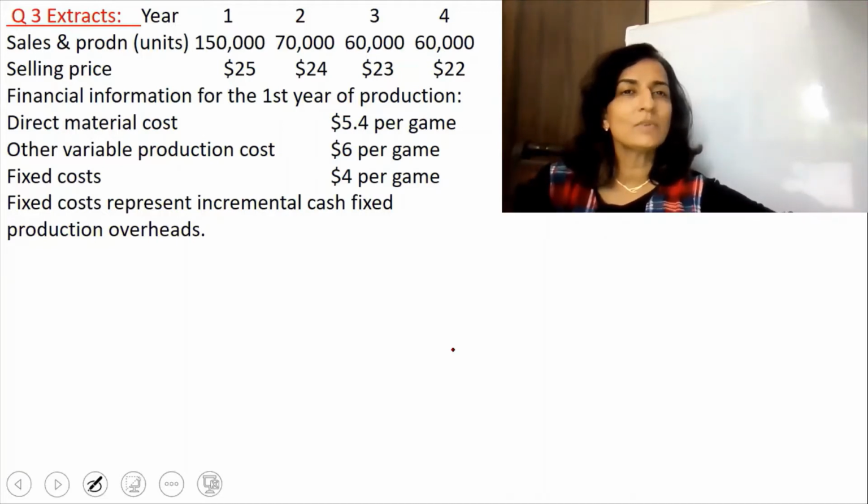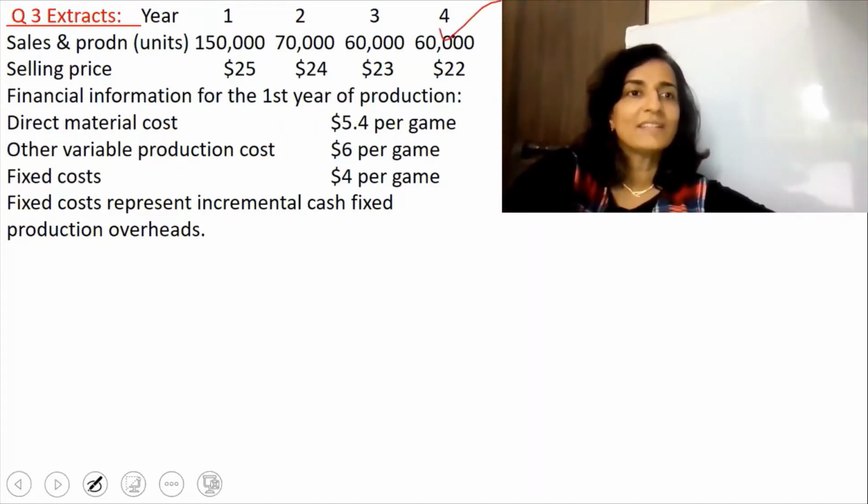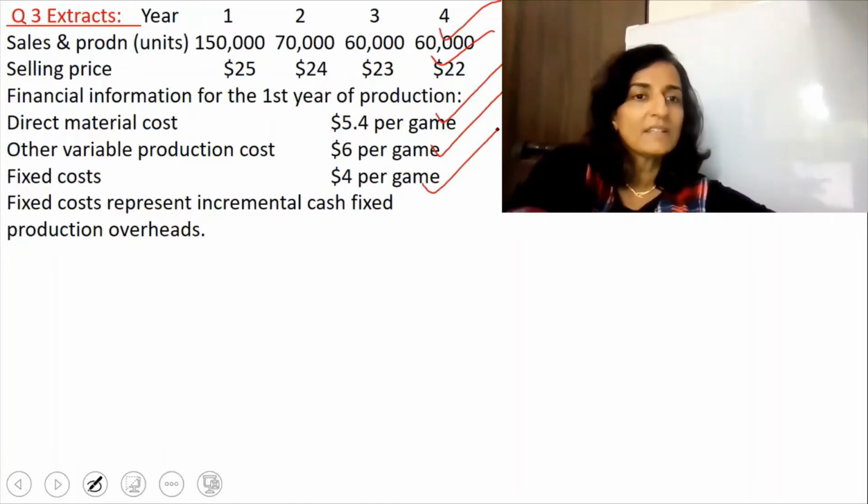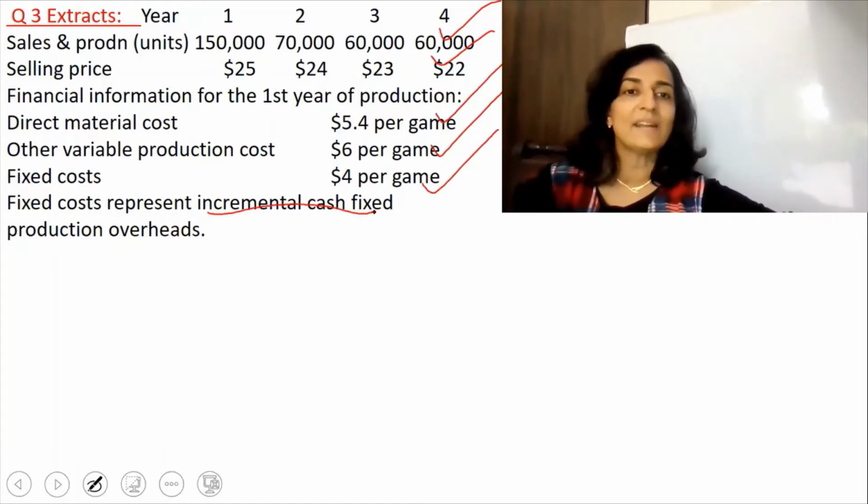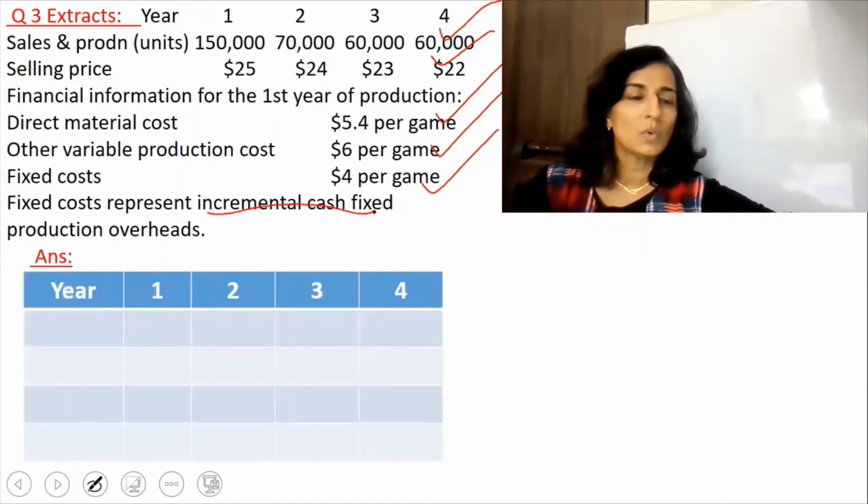So sales and production is given, the selling price is given, direct material cost per game is given, other variable production cost is given, fixed cost is given, and fixed cost represents the incremental fixed cost, which means that it has to be taken. So we will work out the cash flows in the form of a table. So we have the 4 years, 1 to 4, and we will write the amount in thousands of dollars.